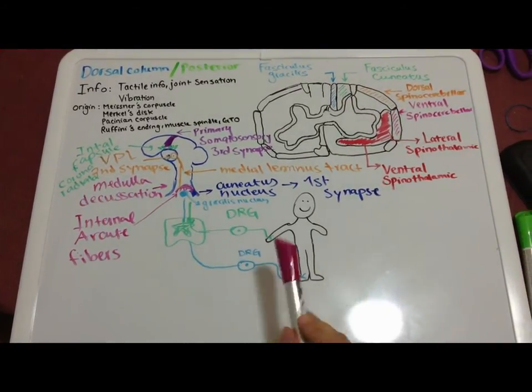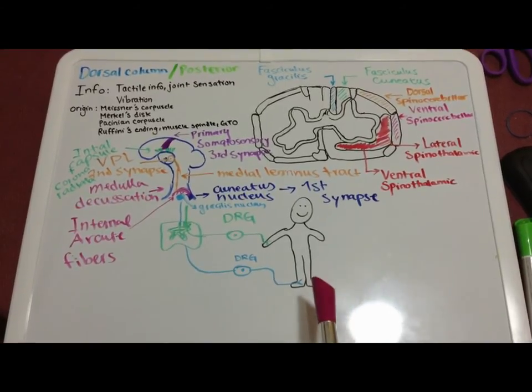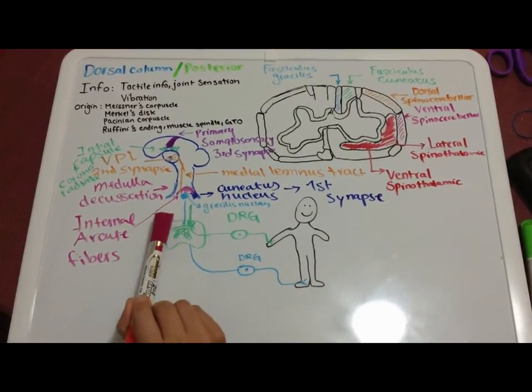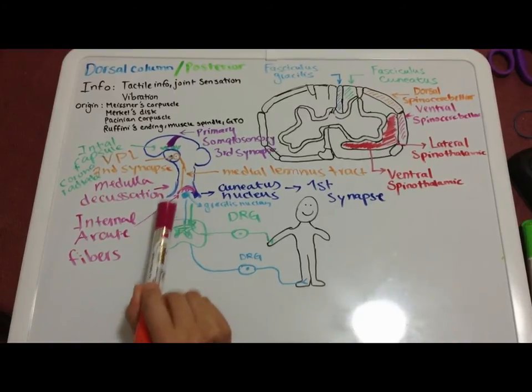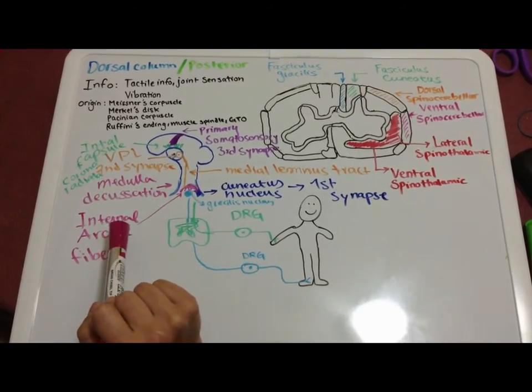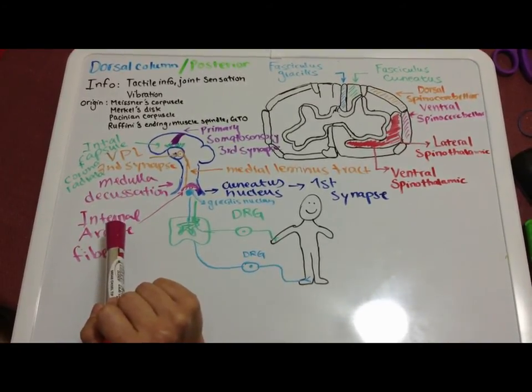So again, there are only 3 synapses here, just the same as fasciculus cuneatus. The first one is in the corresponding nucleus, followed by decussation. The second one is in the VPL, and the third one is in the primary somatosensory cortex.